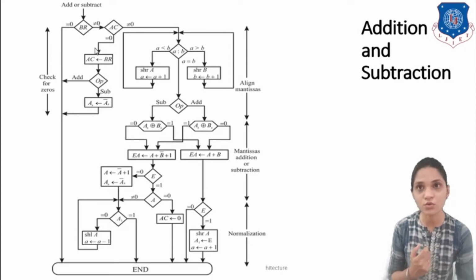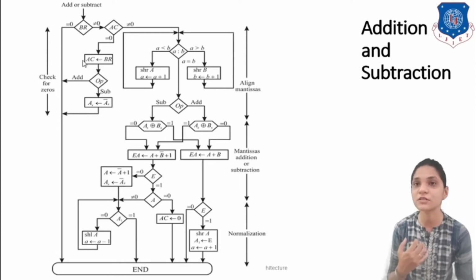If it is 0, then you have to put the BR register into the accumulator. Okay, if BR is not 0 but the accumulator is 0, then you have to put the BR's content into the accumulator register, because your result is in the BR but your ultimate result is going to be stored inside the accumulator, so you have to shift that particular data into the accumulator register.